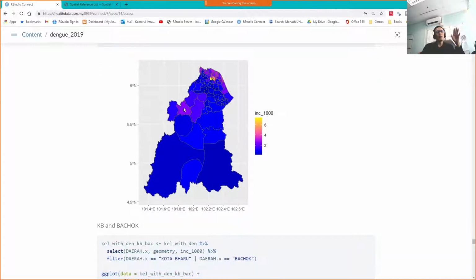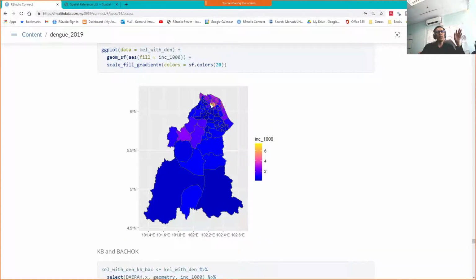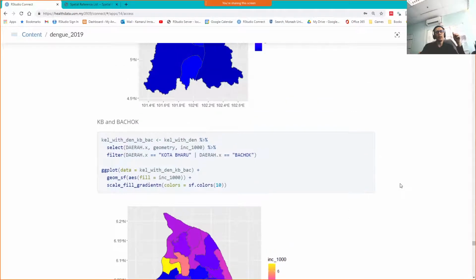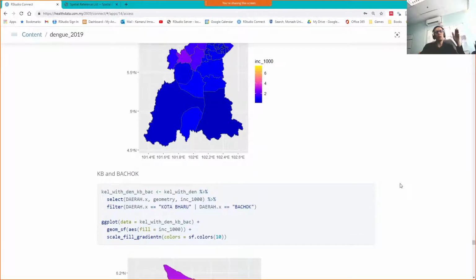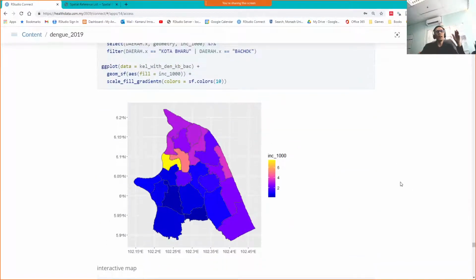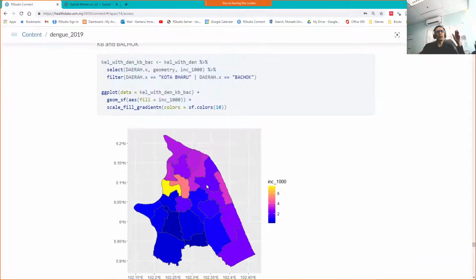The problem with this map is that if I put my cursor, it will not respond to the cursor, right? So I need to go back to the data and look again. So that's why below I use leaflet and also mapview to make the map interactive. I just choose Kota Baru and Bacho. I think Bacho is here and Kota Baru is here.